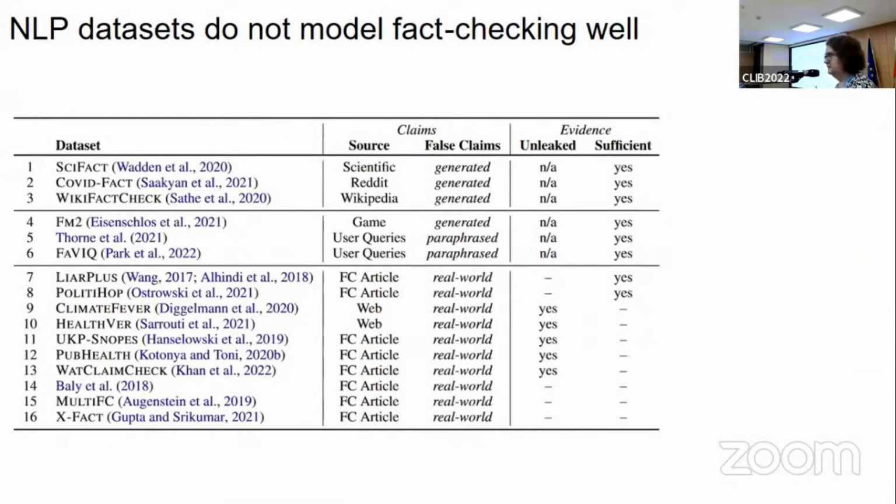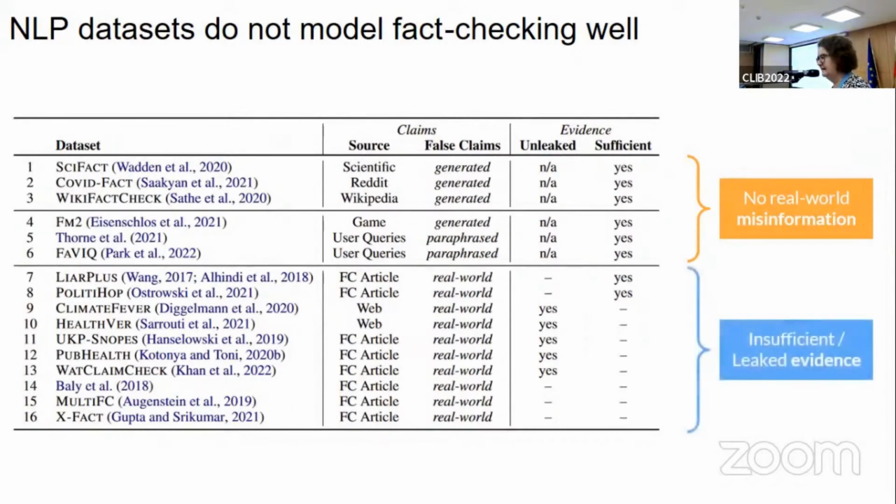So here we have an overview of the data sets that we analyze. So these are the most popular in the arena. And the main message, without going into great detail, is that part of them contain no real world misinformation. So that means they are based on synthetic claims, but not on real life claims. And we have seen there's a vast gap between these two types of claims. And then the second part of those data sets either contain insufficient or leaked evidence, which is not representative of a real life scenario for check-worthy claims.